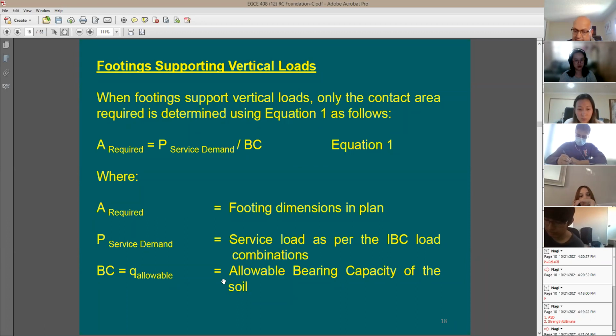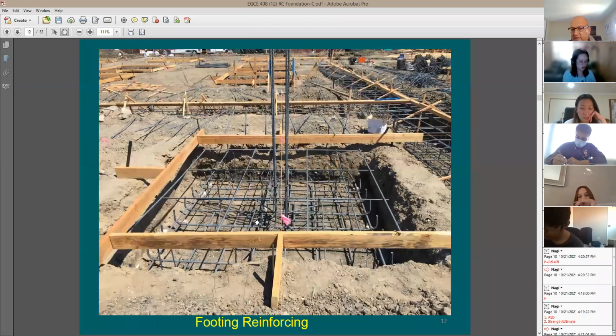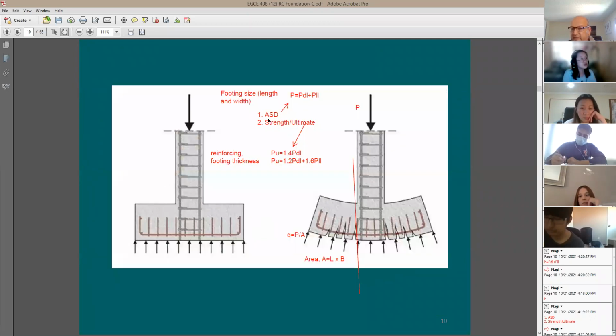The minimum contact area needed between the footing and the soil is going to be determined based on this equation. This says here, A required, the required contact area between the footing and the soil, is going to be equal to P service demand. What's service demand? I'm going to take you back a few slides to look at the service demand. This is a service demand, which means ASD, dead load plus live load. Just add the loads to each other, no load factors.